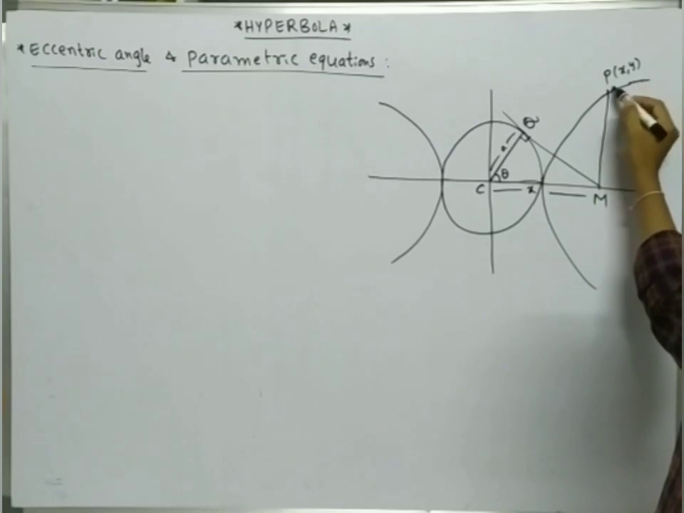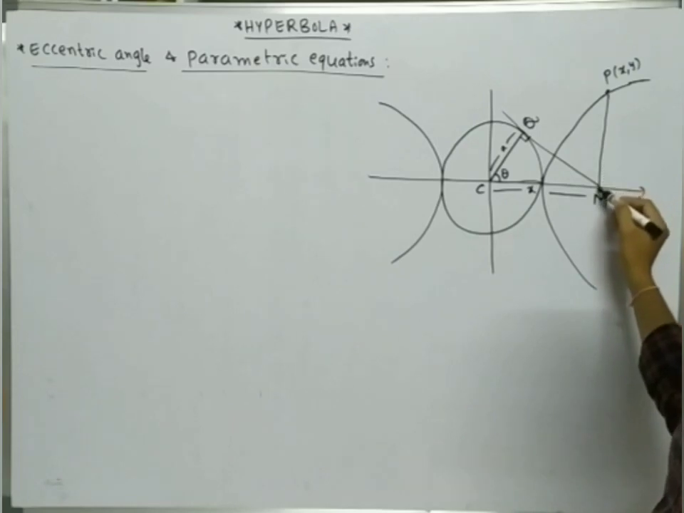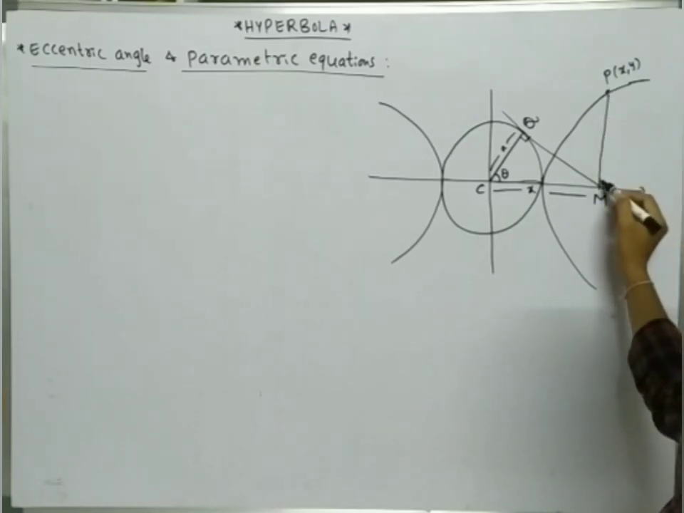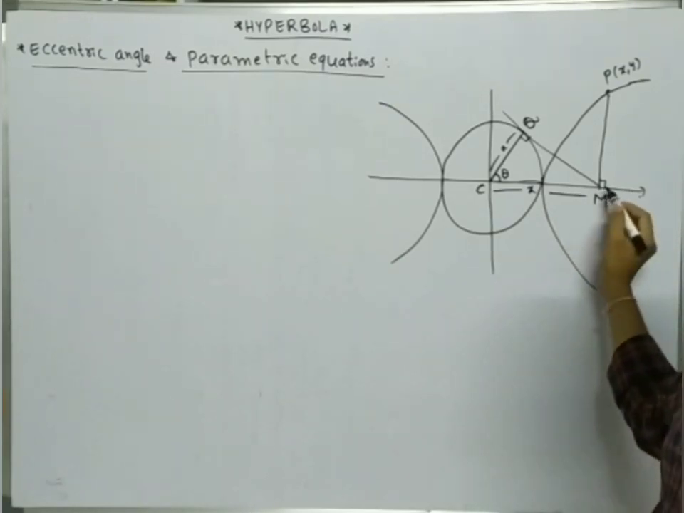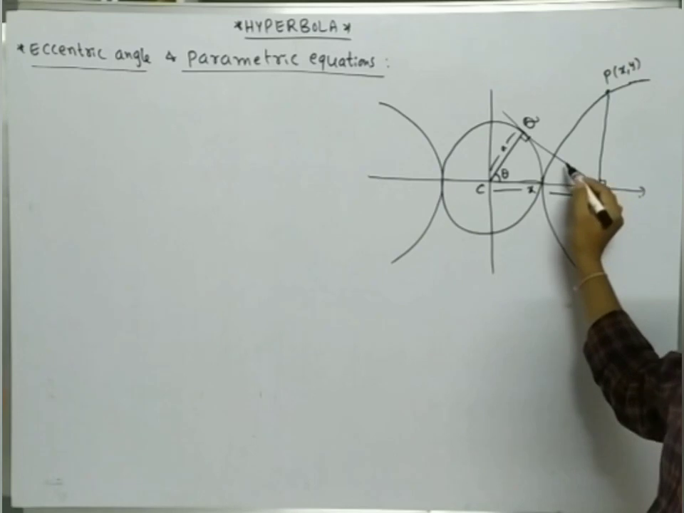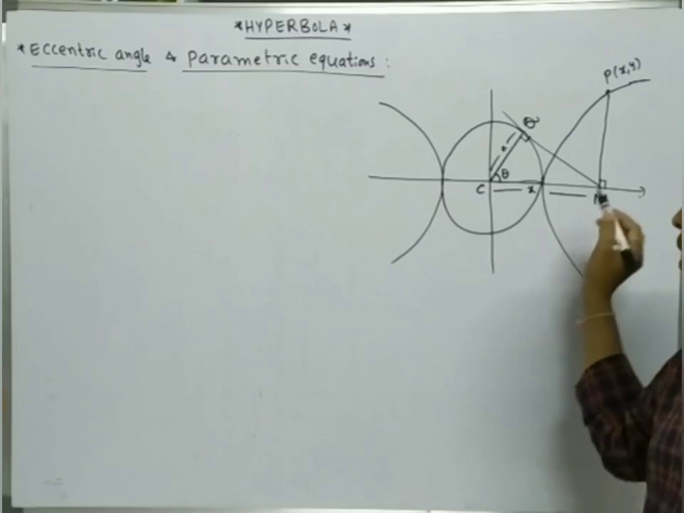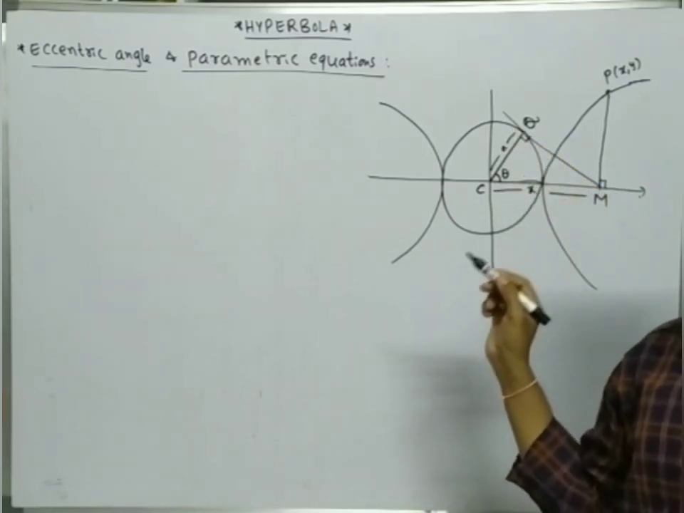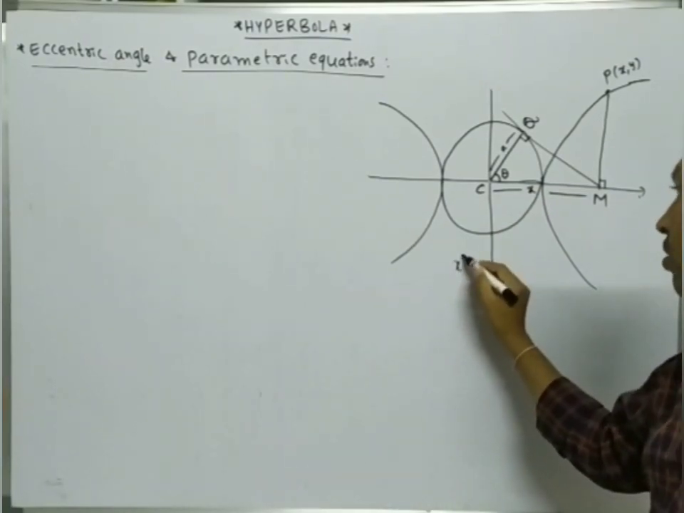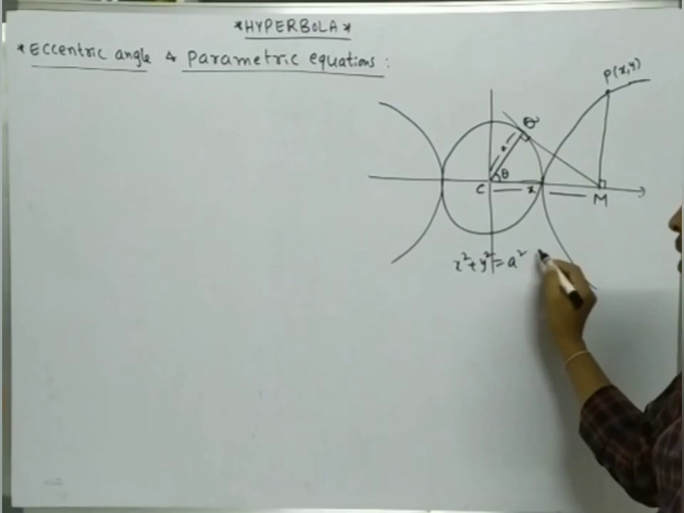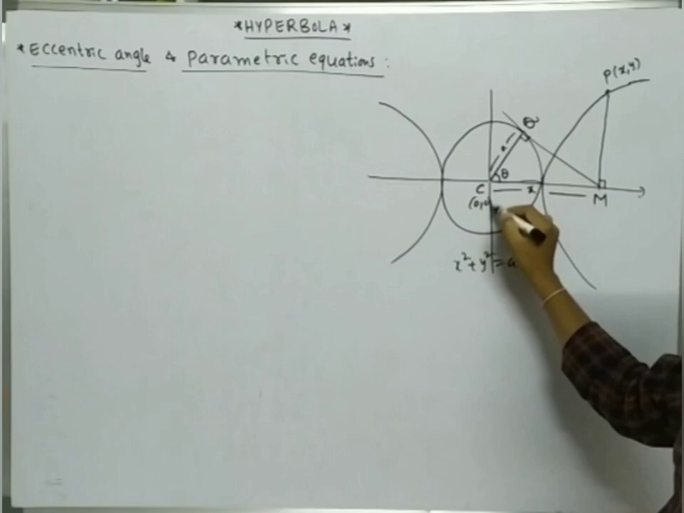Let P(x, y) be a point on the hyperbola and M is the projection. M is the projection means the perpendicular projection on the transverse axis. Next, draw a tangent to the auxiliary circle from M which meets the circle at Q. MQ is the tangent, and C is the center of the circle x square plus y square is equal to a square. This is the circle with radius a and center 0, 0.